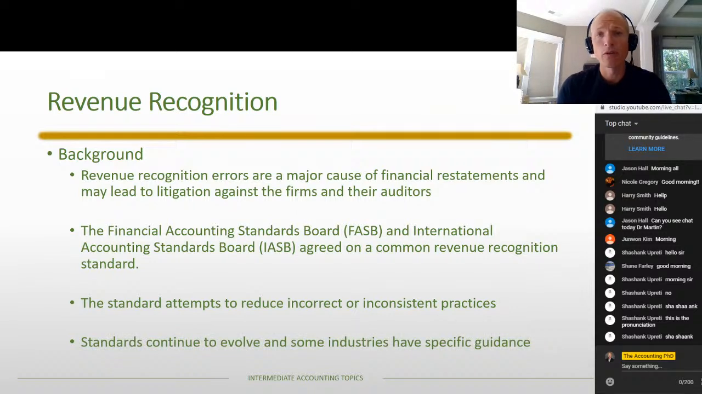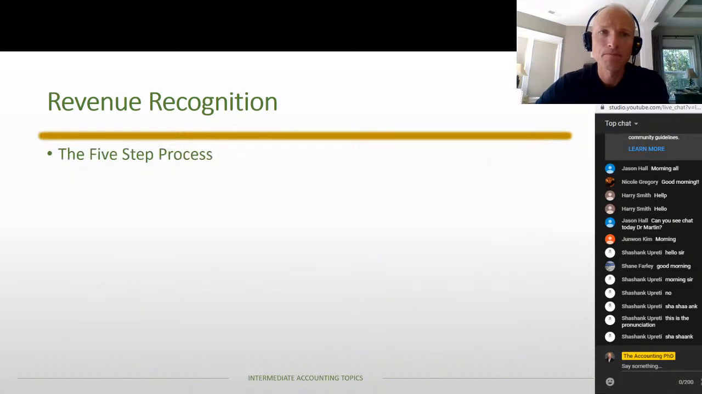Standards do continue to evolve, and just because this is the standard today, it doesn't mean it's going to be the standard 5 years or 10 years from now. I think the standard is going to be around for a while, but it can change, and certain industries will actually adopt specific guidance. So be aware that some industries will be more specific than what the general standard requires.